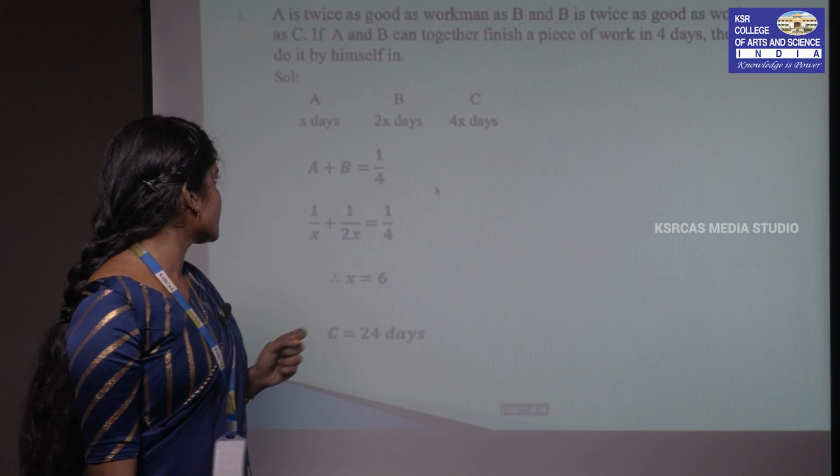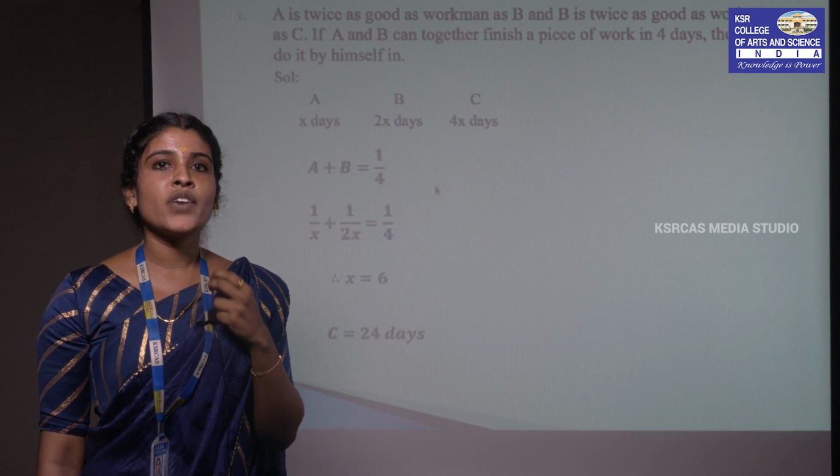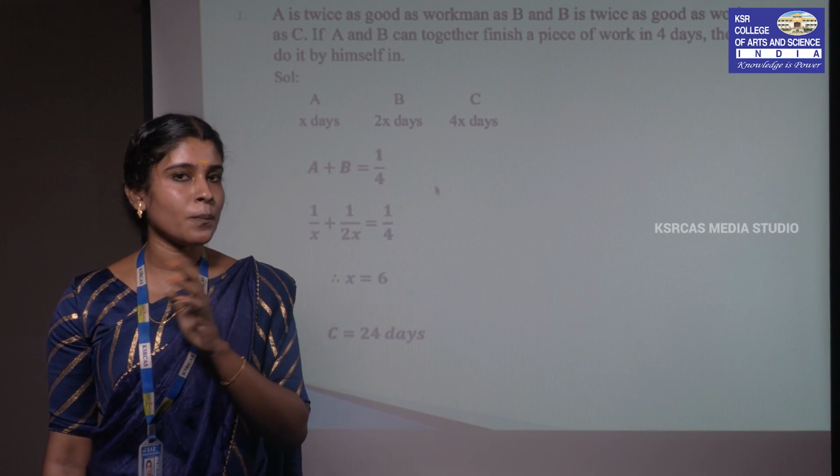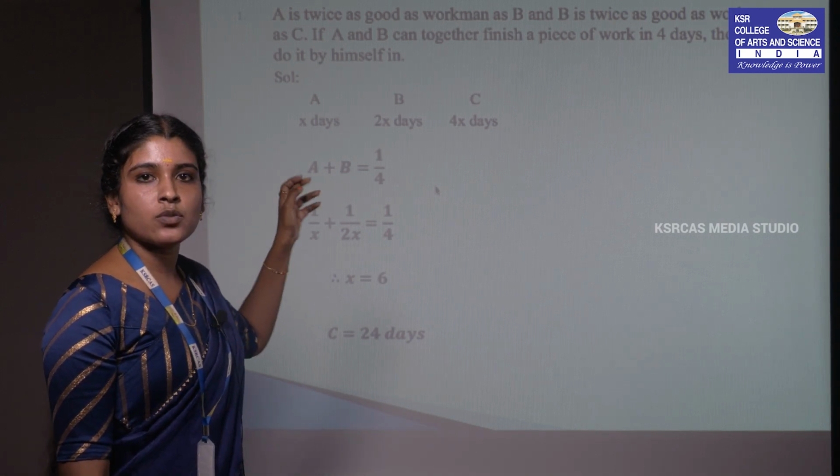So see our first example. The question is: A is twice as good a workman as B. Compared to B, A is twice as good a workman. So we assume A takes X days to complete the work. By the given statement, B should take 2X days to complete the work.